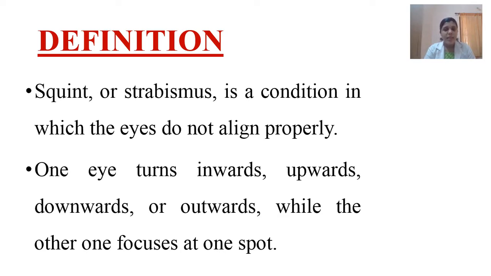Squint or strabismus is a condition in which the child's eyes do not align properly. Many clinical varieties are seen, where the eye will be turning inward, upward, downward or outward, and the second eye will be focusing upon the one spot. Here one eye or both eyes may have the defect.